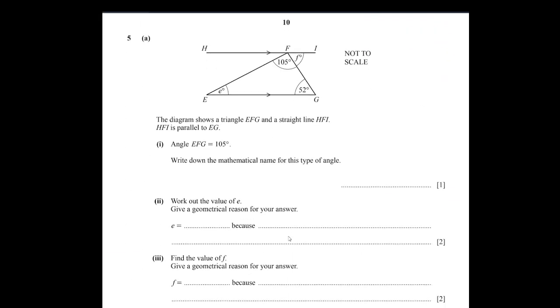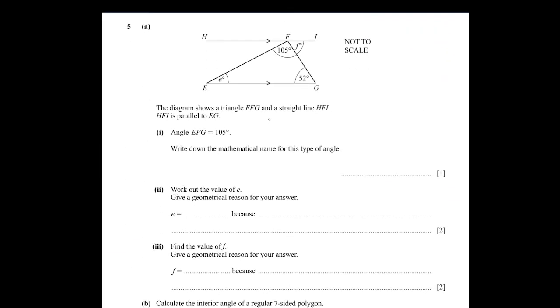Question number 5. The diagram shows a triangle EFG and a straight line HFI. HFI is a straight line, and a triangle EFG. HFI is parallel to EG. Angle EFG is equal to 105 degrees. This angle is 105 degrees.